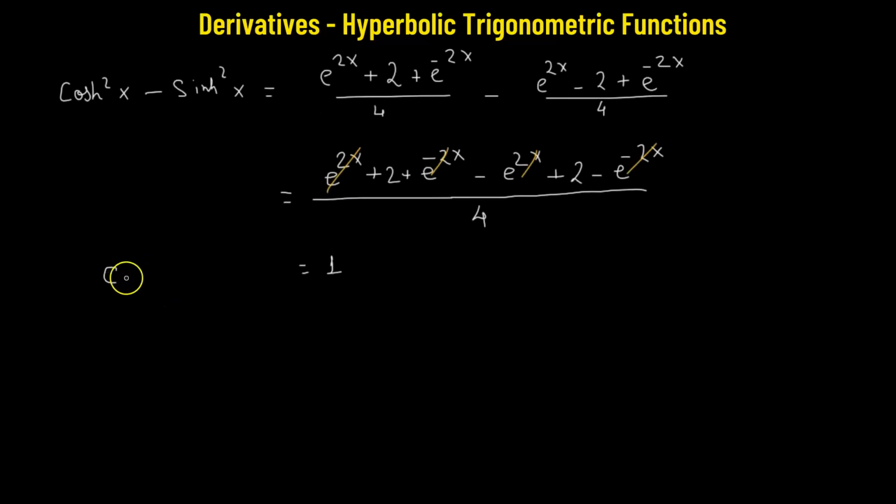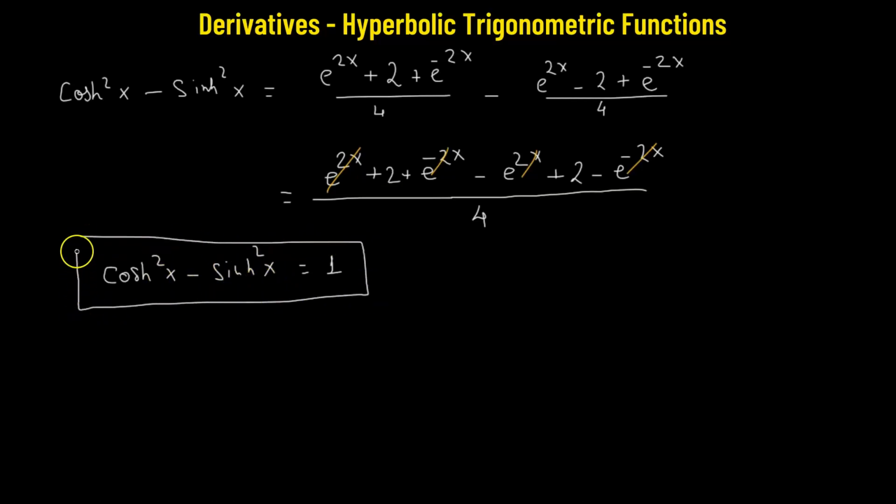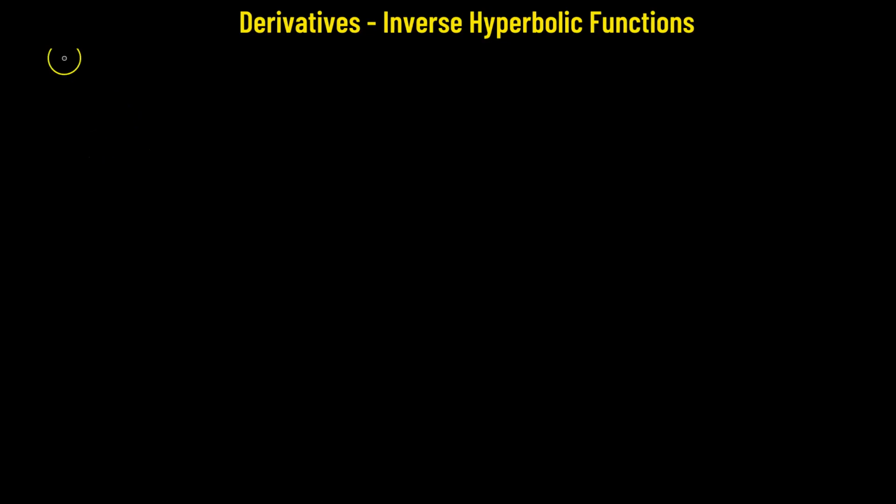So this is an extremely important identity where the difference in squares of the hyperbolic cosine and the hyperbolic sine function gives us the value 1. So we will be using it. This will be used when we find the differentiation or the derivative of the inverse hyperbolic trig functions. Let's start with that. Let's begin with the derivative of the inverse hyperbolic sine function.